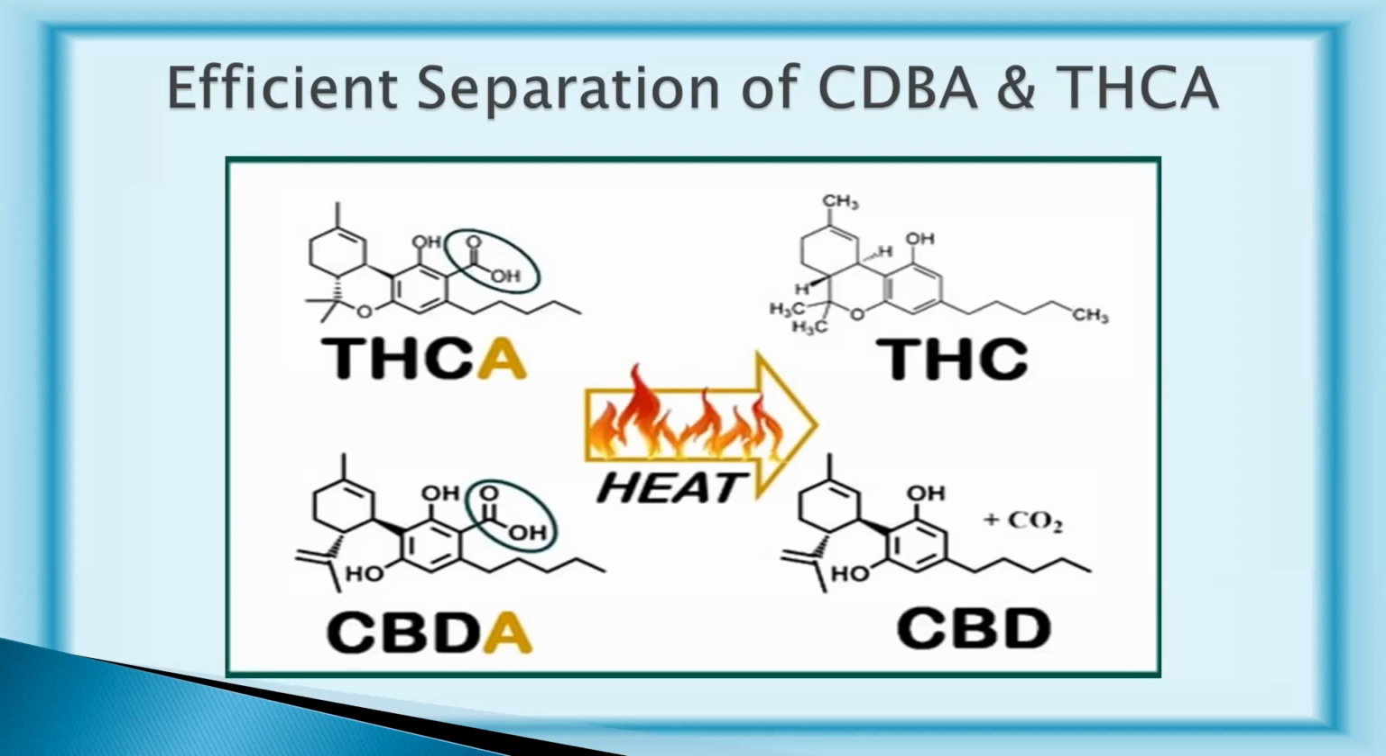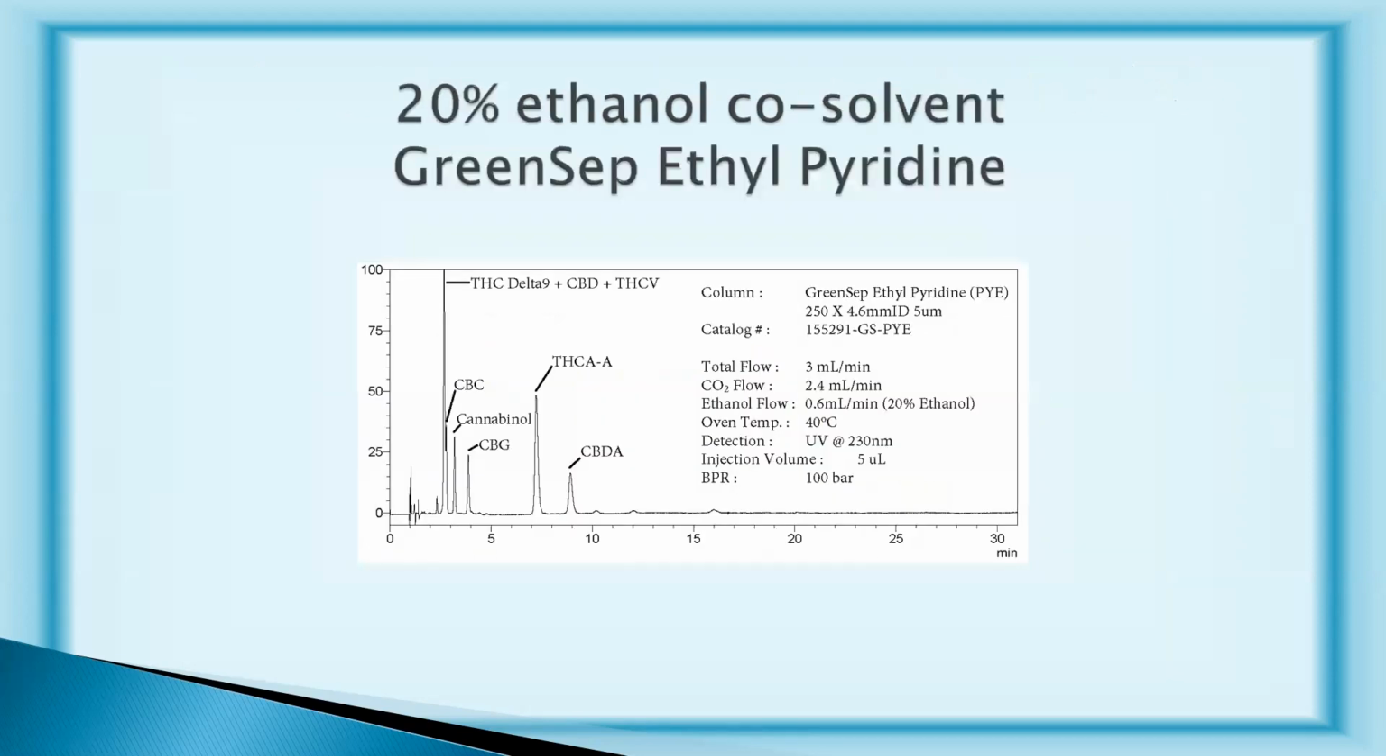And again, we can see the difference here is the acid group, and heat or UV light decarboxylates this acid group to form THC and CBD. This is an example done with ethylpyridine, at 20% ethanol. And we could get THCA and CBDA to elute in less than 10 minutes using 20% ethanol.